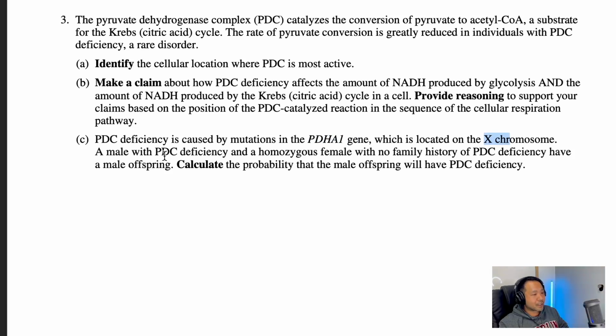Now, C says PDC deficiency is caused by PDH1A mutation, which is located on the X chromosome. Ooh, now we're looking at genetics. A male with PDC deficiency and a homozygous female with no family history of PDC have a male offspring. Calculate the probability that the male offspring will have a PDC deficiency.